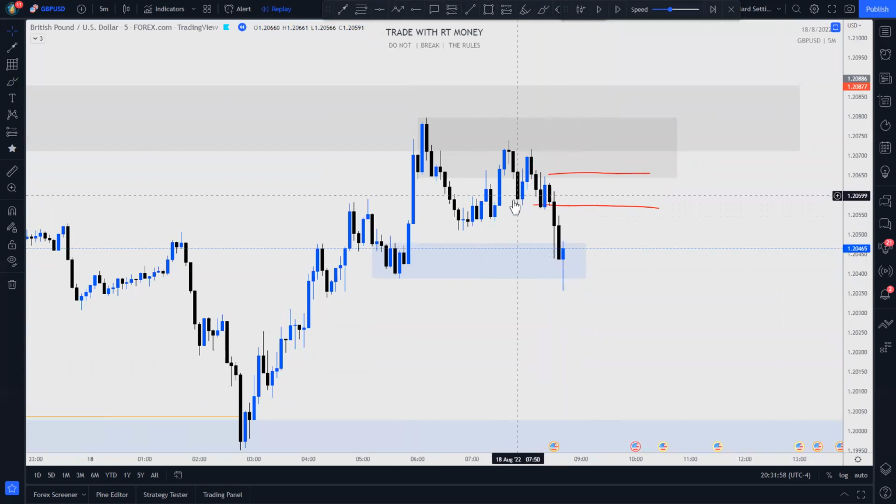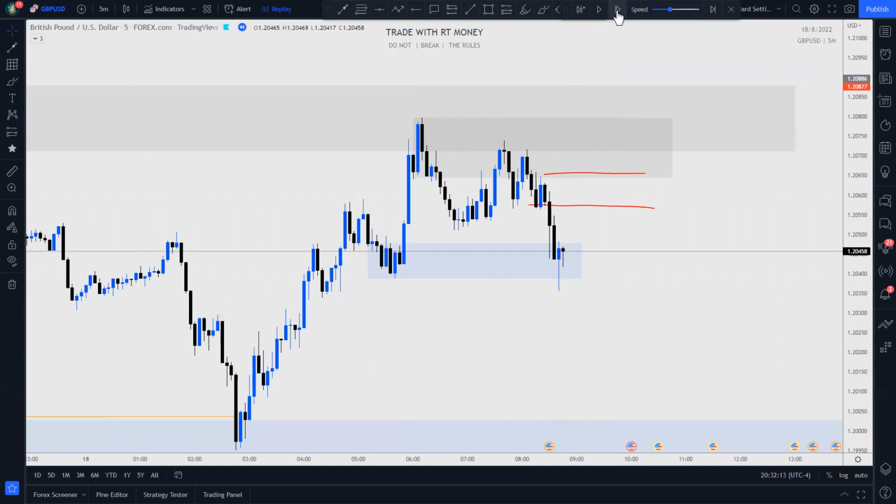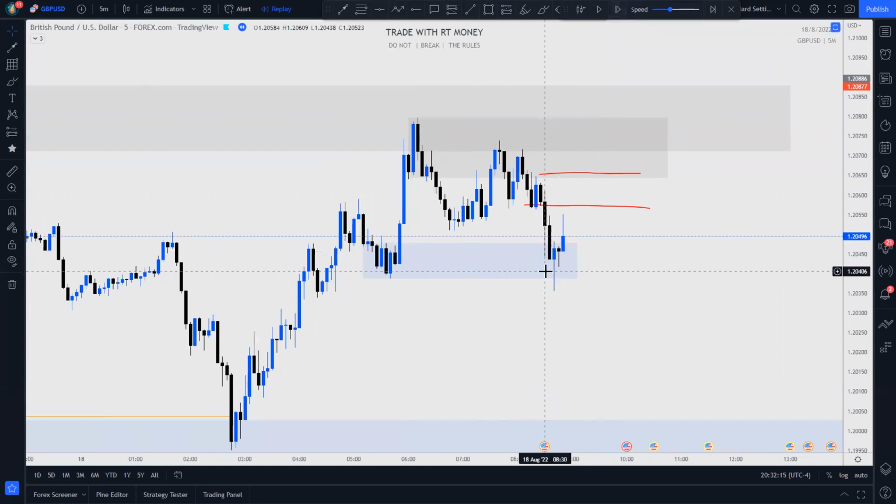Now, remember what happened up here. It made a nice big wick. You think it's going to reject all the way up? Nope. Price comes and fills that wick. So I'm looking to see if price is going to fill that wick. And price is coming. What we have now is a reaction to this demand zone. The demand zone is holding to this point.